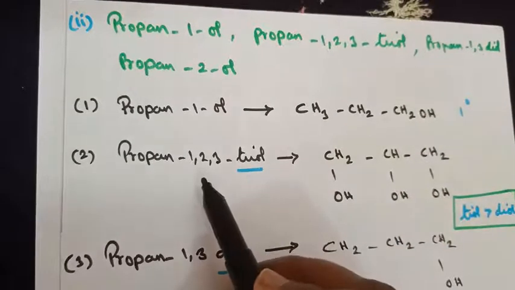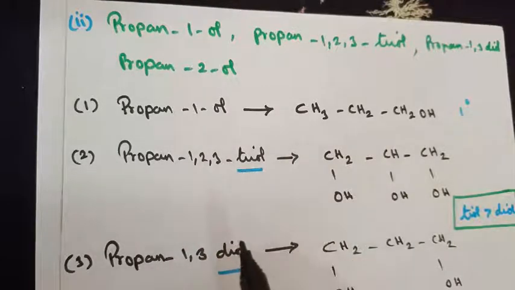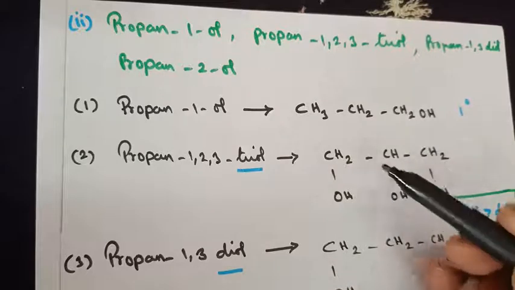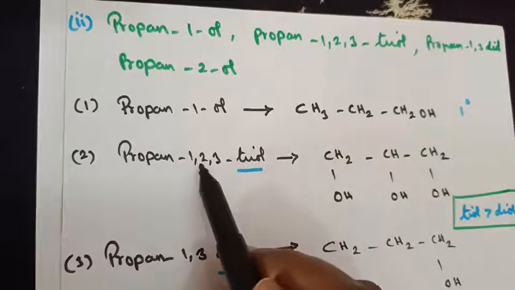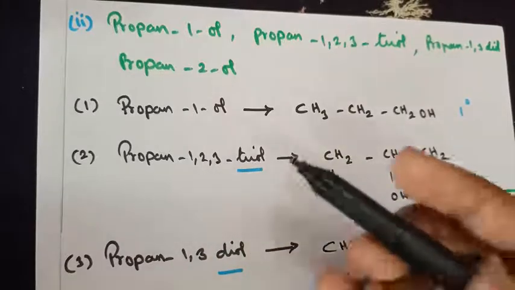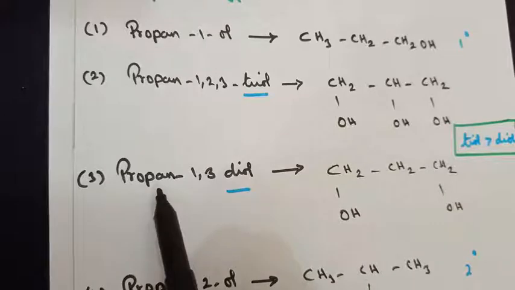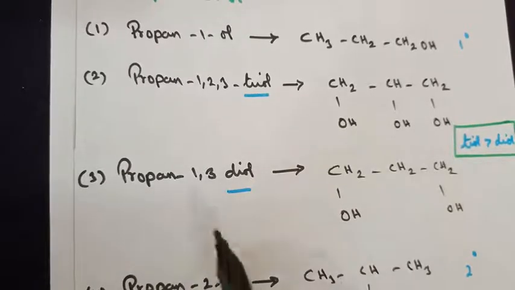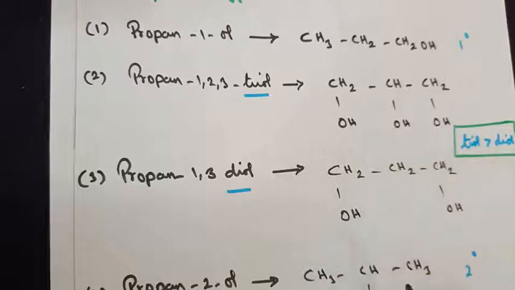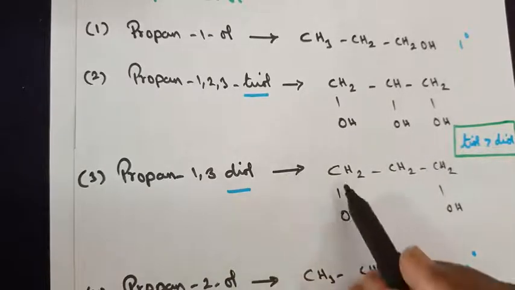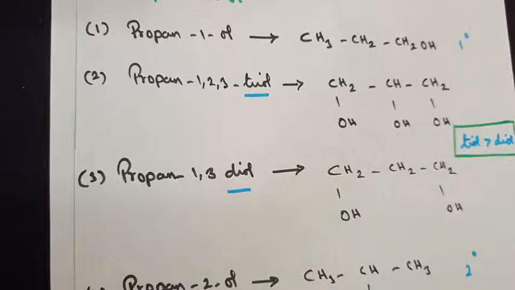Come back to the second one. Propan-1,2,3-triol means 3 carbons, and all 3 have a hydroxyl group. Hence we write 1, 2, 3; tri stands for 3 alcohol groups. Moving on to the next structure, propan-1,3-diol. Propan stands for 3 carbon, 1, 2, 3. 1,3, when you say, the first carbon has an alcohol group, and the third carbon has an alcohol group.